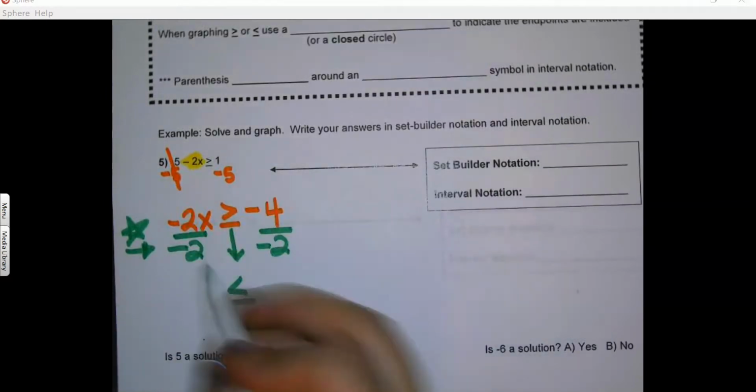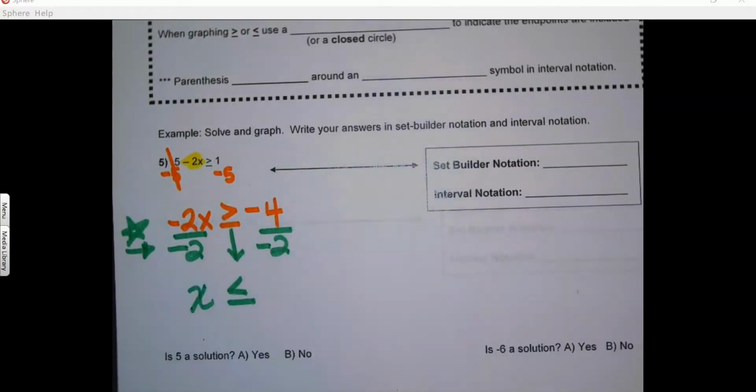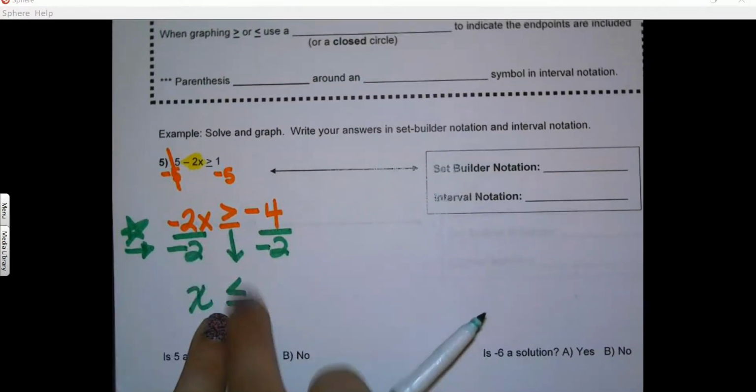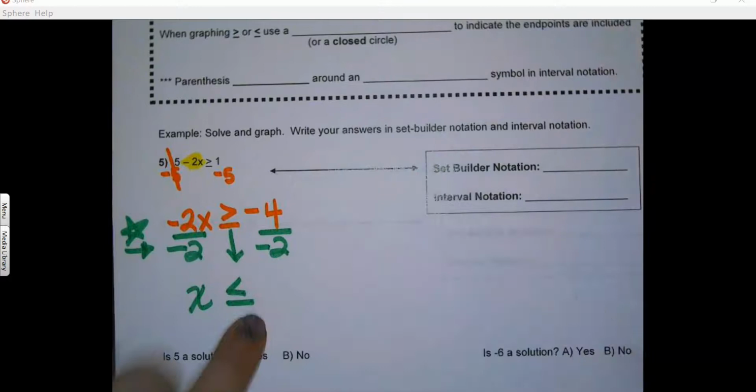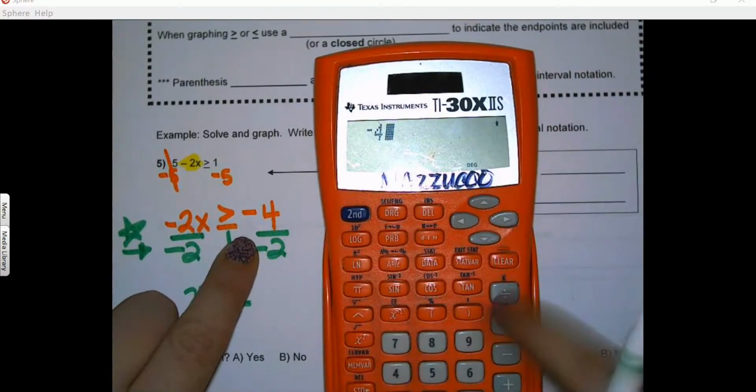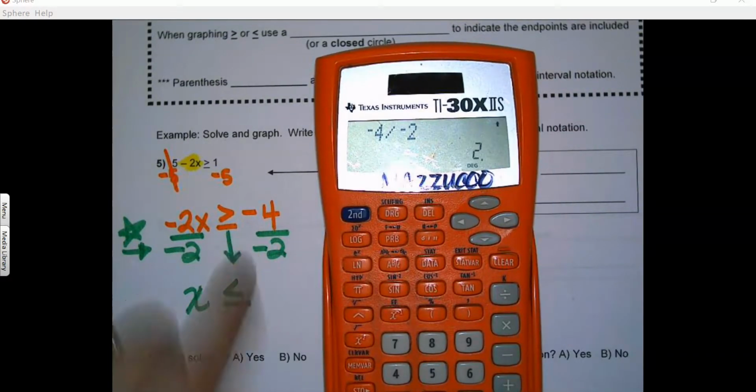So the steps are exactly the same as the first 4 problems we did. But if we divide by a negative, we just have to remember that one little thing to switch that sign there. So then we have negative 4 divided by negative 2 is positive 2.